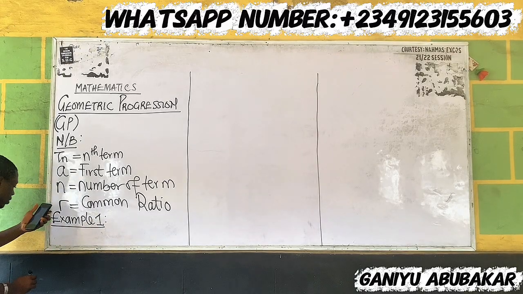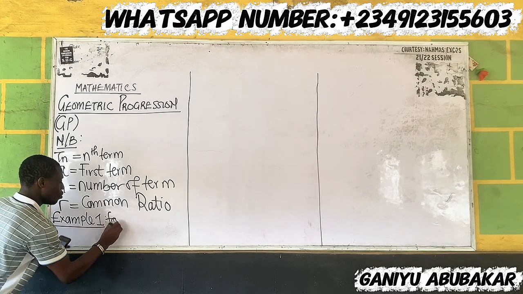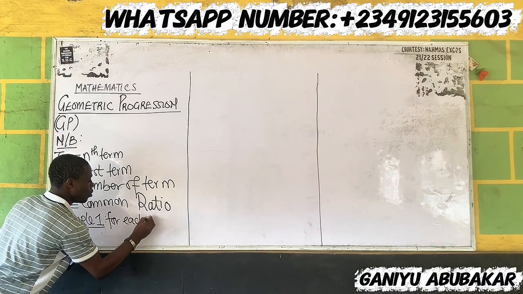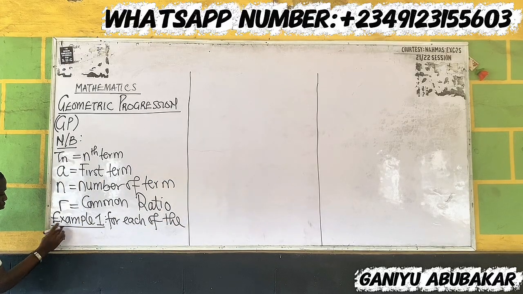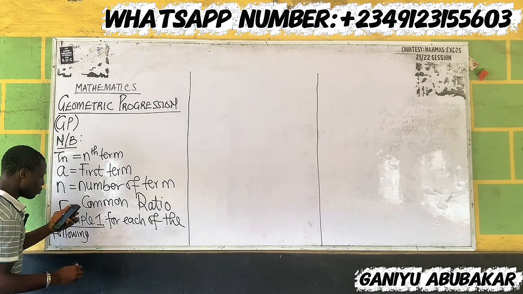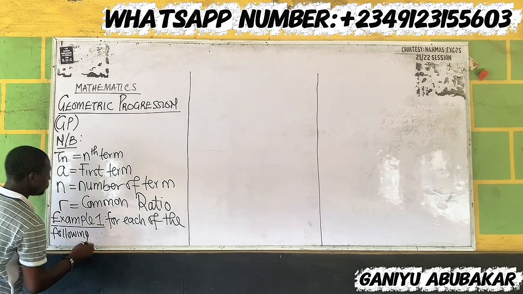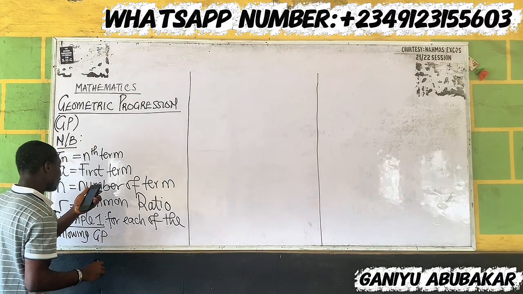If I have the question that says, for each of the following geometric sequence or GP, identify the common ratio.